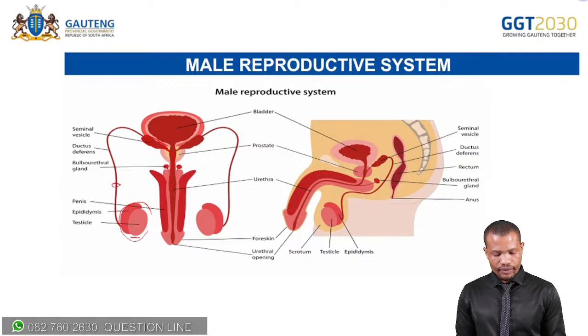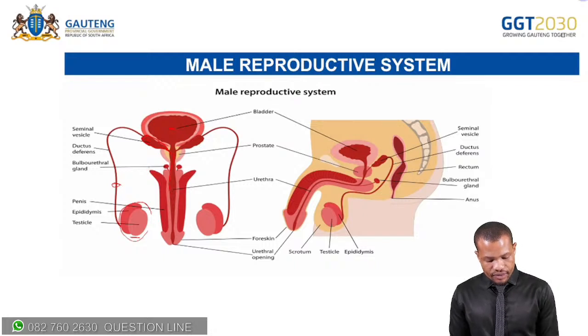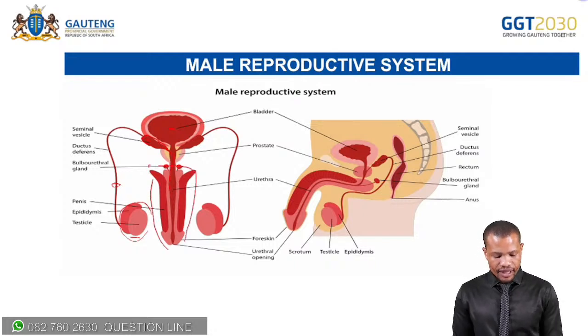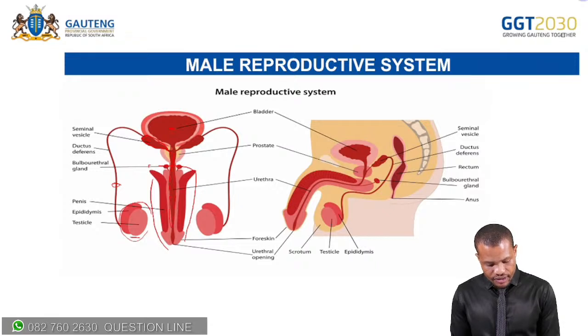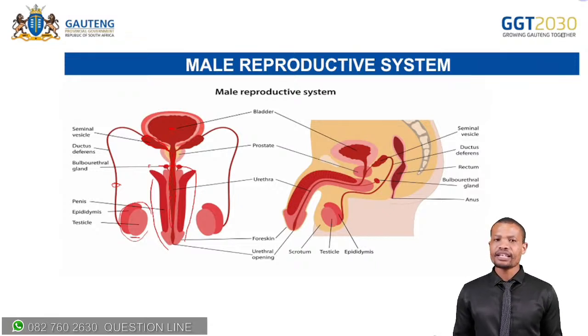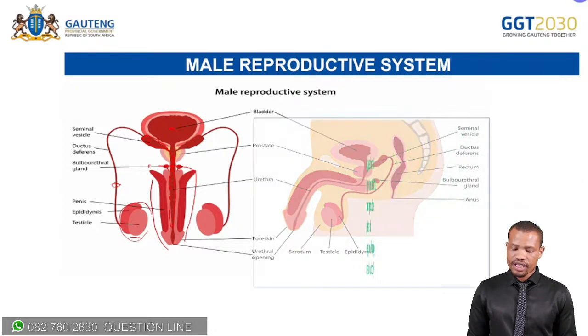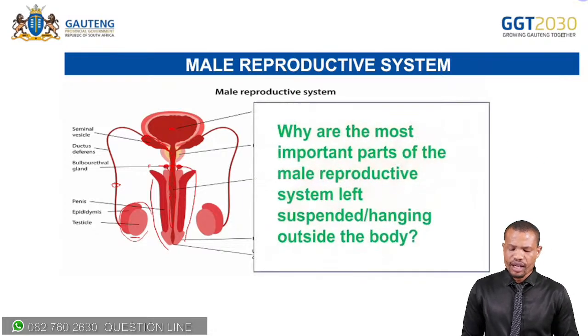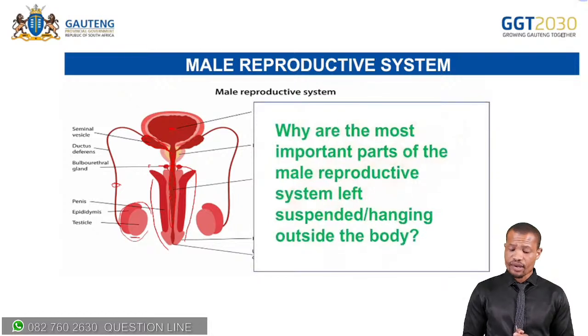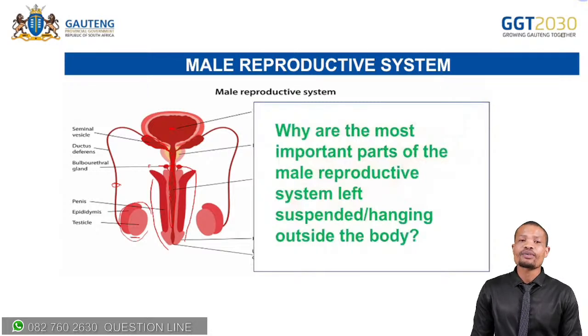Right. Then here we have a bladder, which is where urine is stored. Then we have the penis, which is this over here. Then the tube inside here is the urethra, and that's basically it. The male reproductive system is very, very simple. But I have a question for you before we move forward. My question is as follows. Why are the most important parts of the male reproductive system left suspended or hanging outside the body?